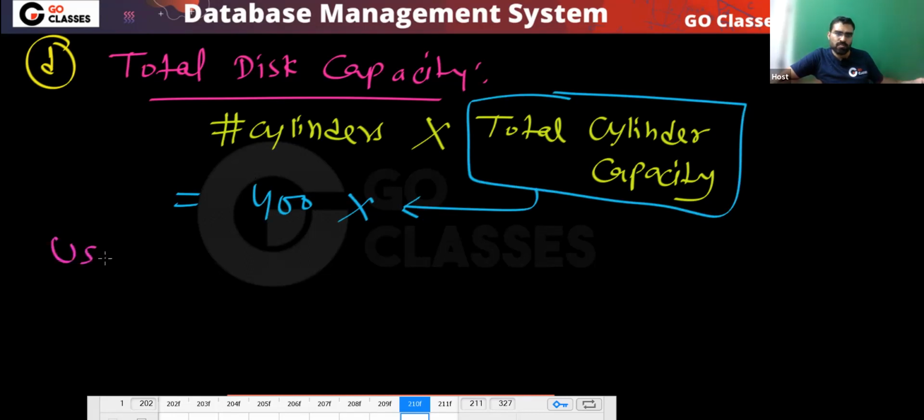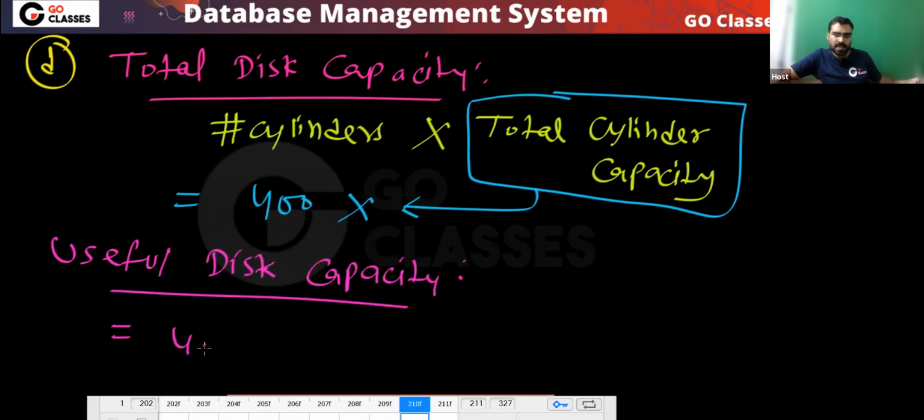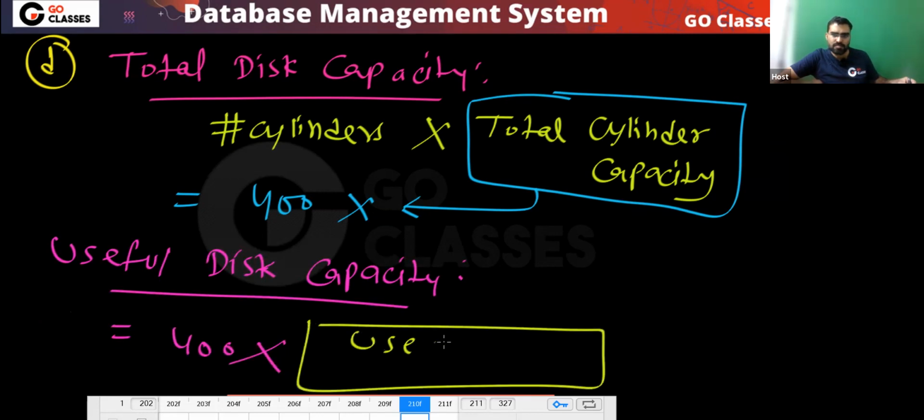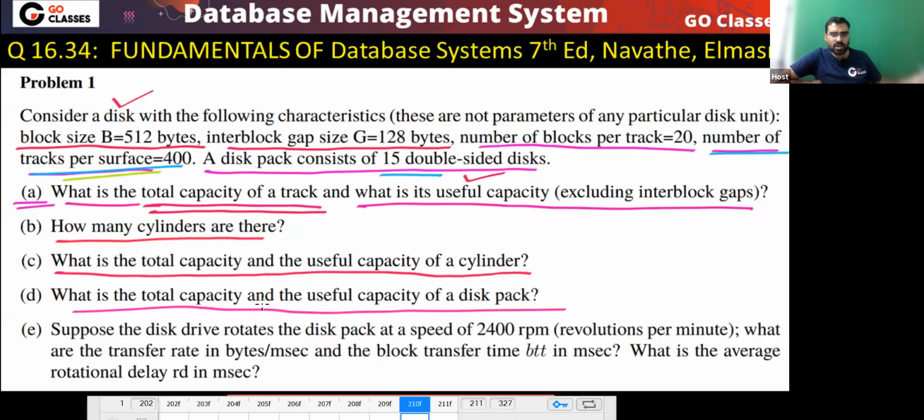Similarly, useful disk capacity. What is that? Useful disk capacity will be 400 multiplied by useful cylinder capacity. This data we have already calculated. You can put it. That's it. Okay, we only want to understand the logic.